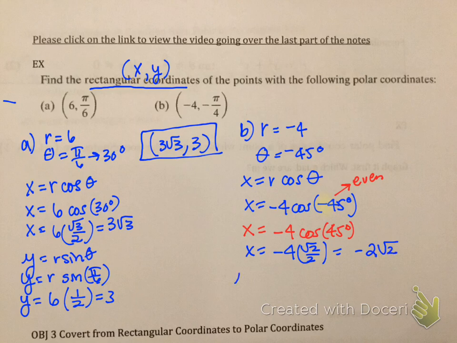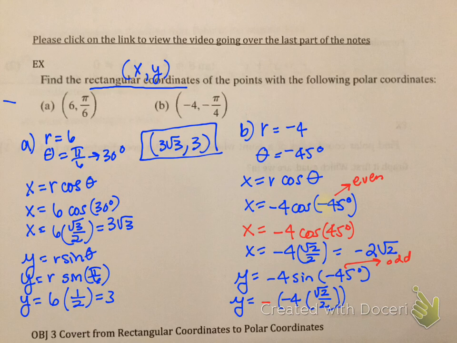All right, let's do y. So y equals -4 sine of -45 degrees. Remember that sine is odd, which means that the negative comes out and stays negative. So y equals -4 times radical 2 over 2, because that's what sine is. So y equals positive 2 radical 2 when you do all the math. So what are the coordinate points? Coordinate points is -2 radical 2, 2 radical 2. So I write down my x coordinate, then my y coordinate, and I'm done.